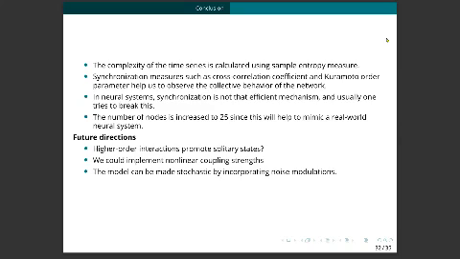As a future direction, as I told, maybe higher order interaction promotes solitary states. We can see that as a future direction. And also we can implement nonlinear coupling strength. Here we saw only linear coupling strength. For all of these links, the coupling strength remains the same. So we can implement nonlinear coupling strength as a future direction.